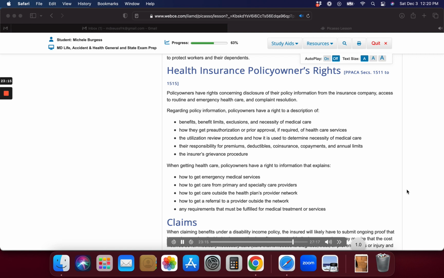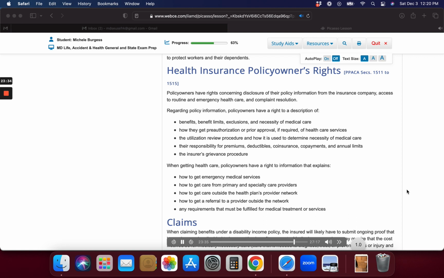When getting health care, policy owners have a right to information that explains how to get emergency medical services, how to get care from primary and specialty care providers, how to get care outside the health plan's provider network, how to get a referral to a provider outside the network, and any requirements that must be fulfilled for medical treatment or services.